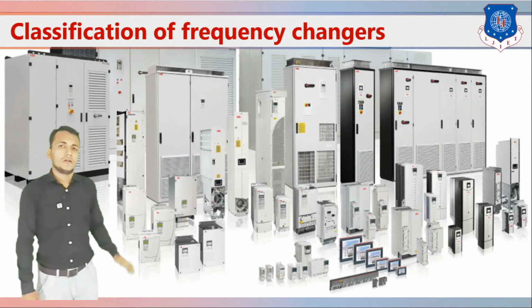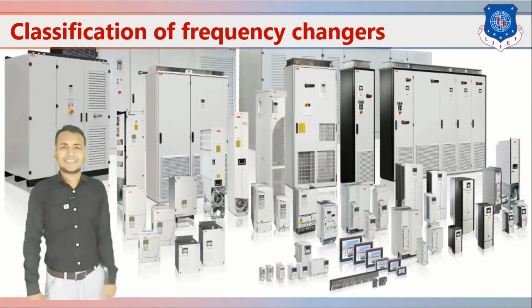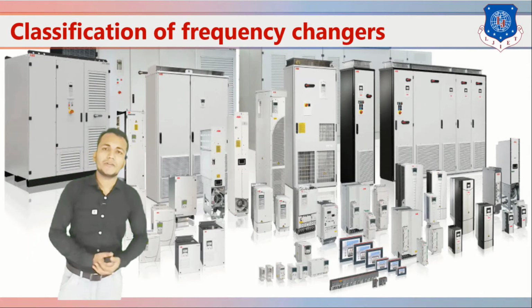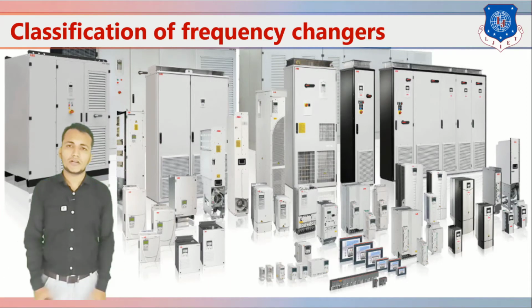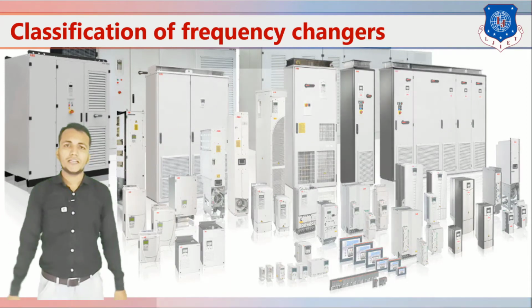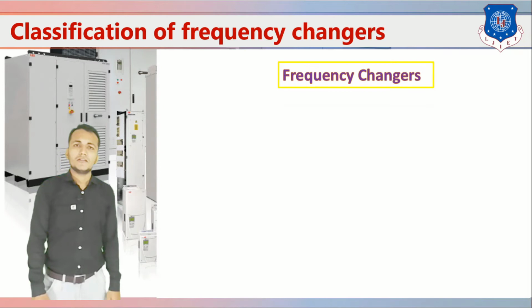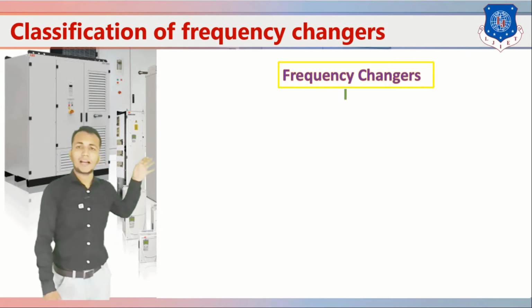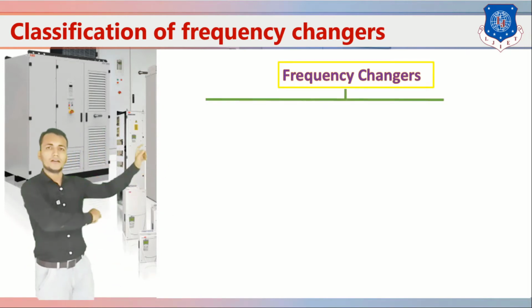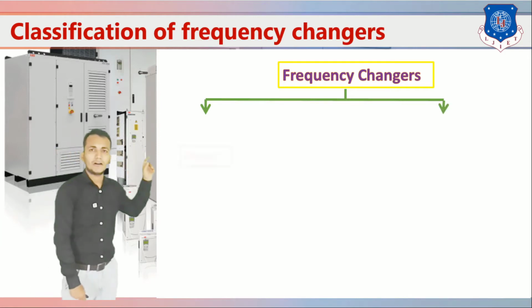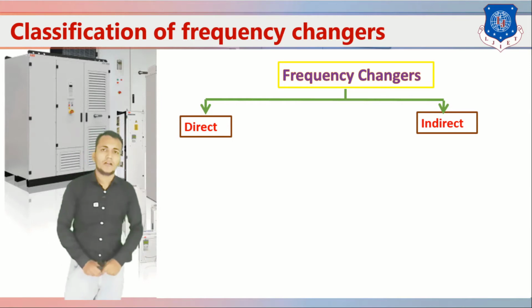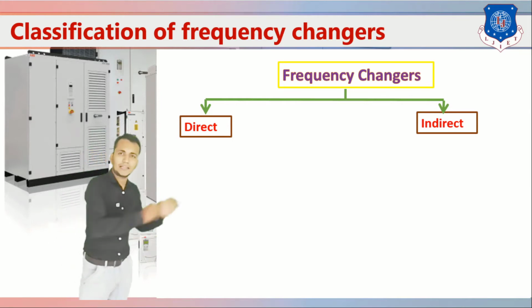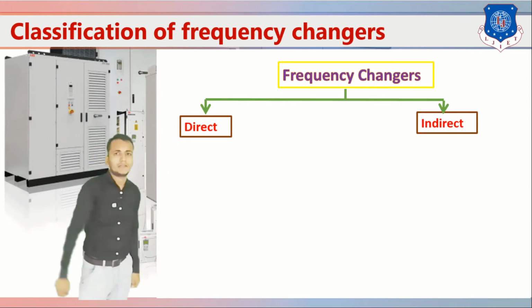Now the first topic is the frequency changer, static frequency changer. Here the first topic is the classification of frequency changer circuits. The frequency changer circuit can be classified in two manners: first, the direct method, and second, the indirect method.